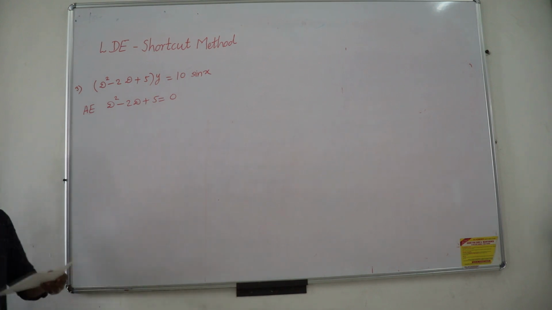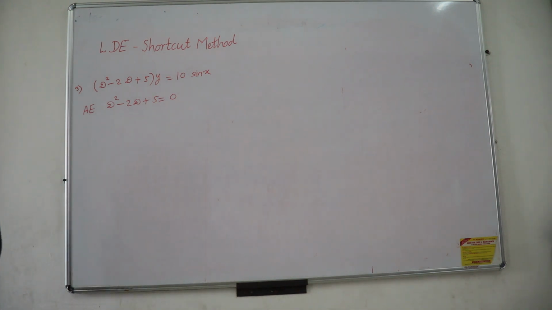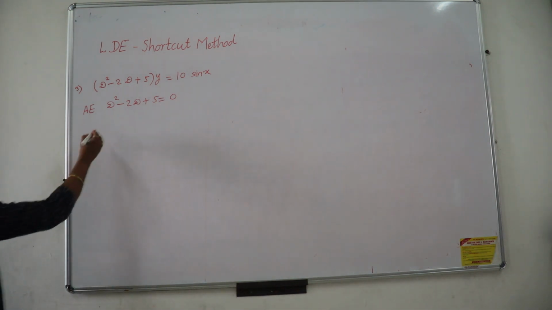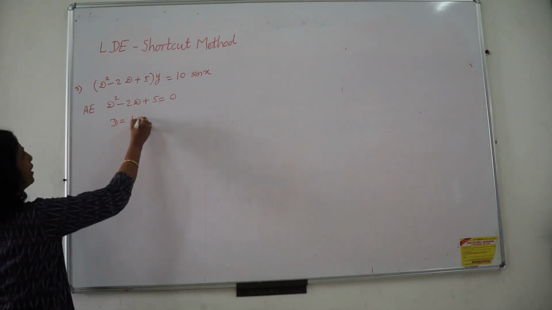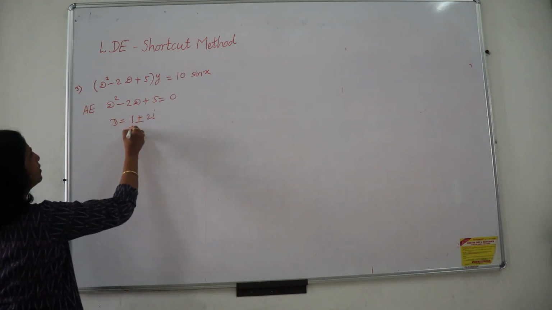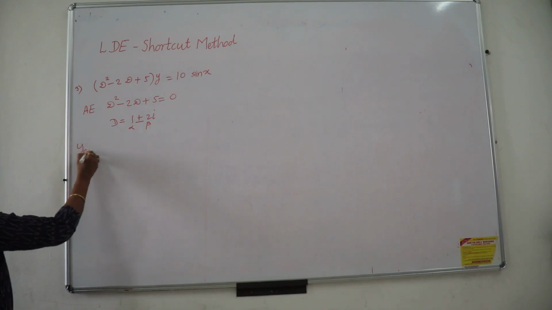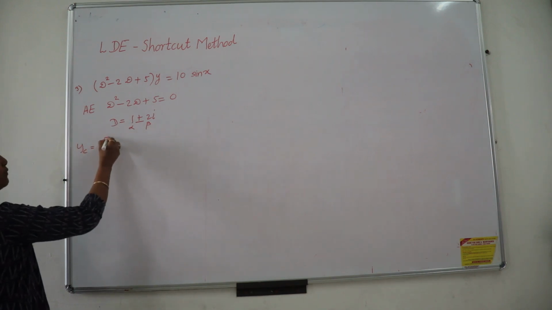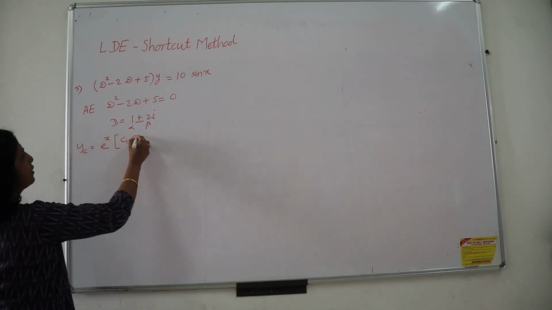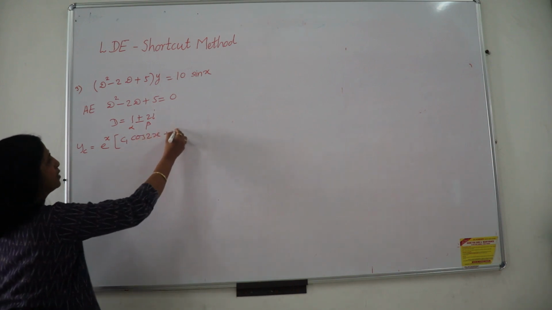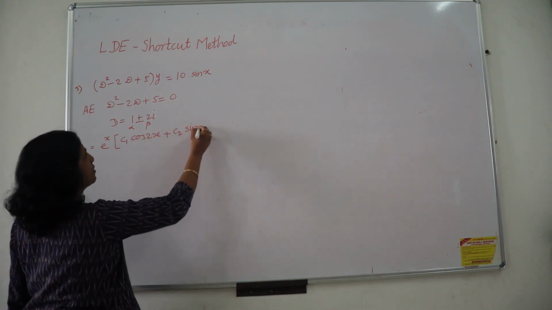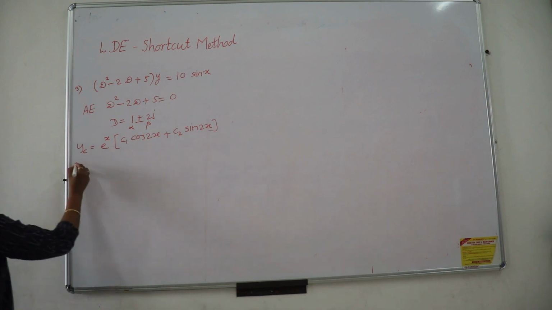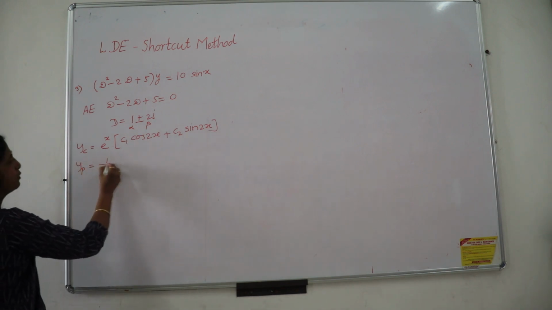This is a quadratic equation which you can simplify, and after simplification you are getting the roots of this. D is equal to 1 plus or minus 2i. This is alpha, this is beta, and my yc is nothing but e raised to alpha x, that is e raised to x, into (c1 cos 2x + c2 sin 2x). Right? This is the value. My major interest is yp to work out, with 1 upon phi(D) square into f(x).